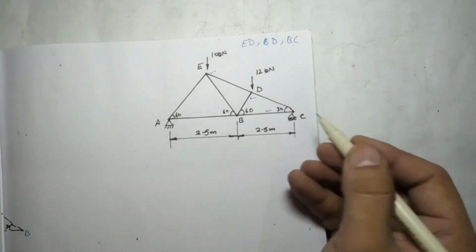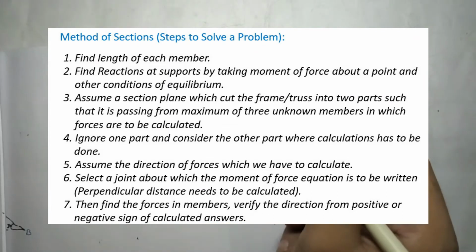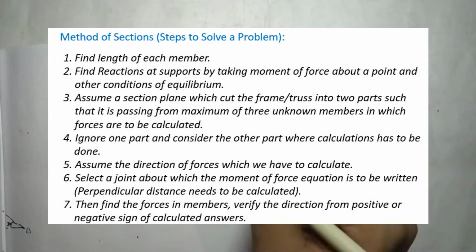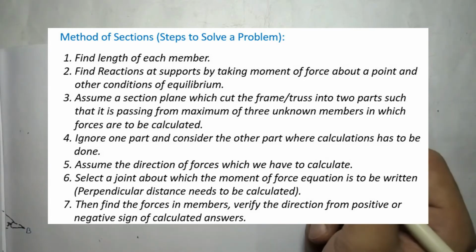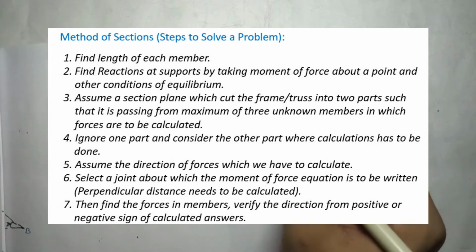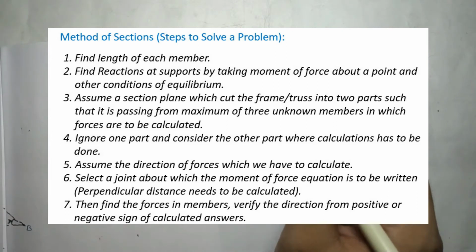So again the steps are same. First we will find out the reactions after finding the length of each member. Then we have to find out the section plane in which we will get the two parts of the object, one part into consideration, other part ignored. Then we will find out the moment of force about a point, and then we will find the particular force in a particular member. So I have solved a simple question. Just try to watch that first, then you will understand this very easily.